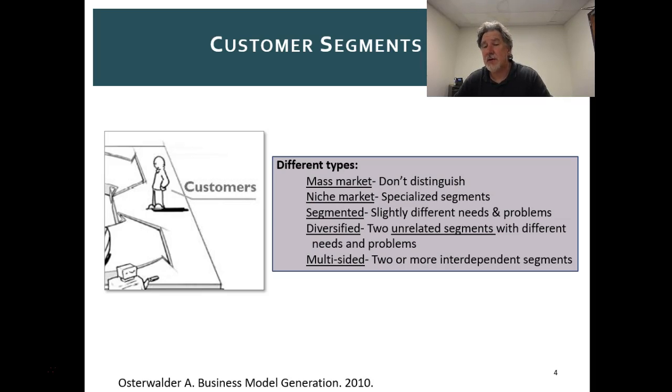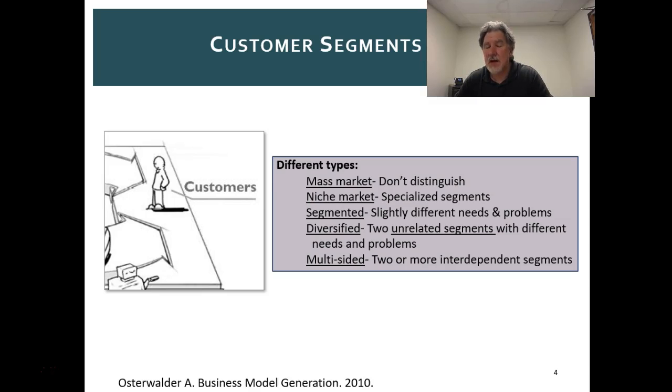Segmented is where we start looking at slightly different needs and problems, and so we segment our customers based on different categories. Segmenting could be like Toyota, where they have different segments for Scion, which is a younger audience, the traditional Toyota, which is a broader audience, and then for the higher net worth individuals, you have Lexus.